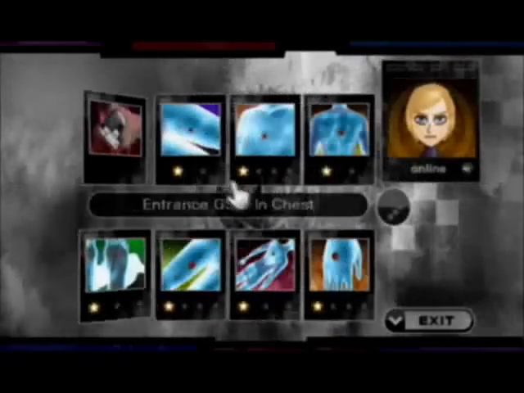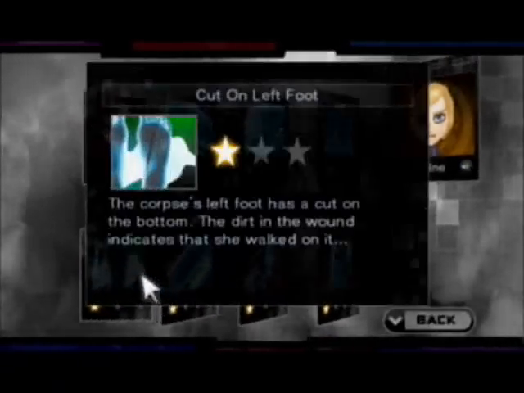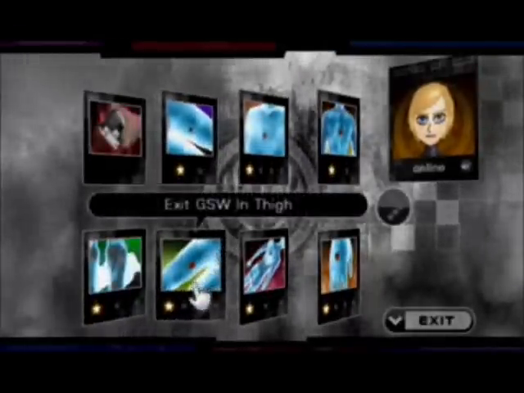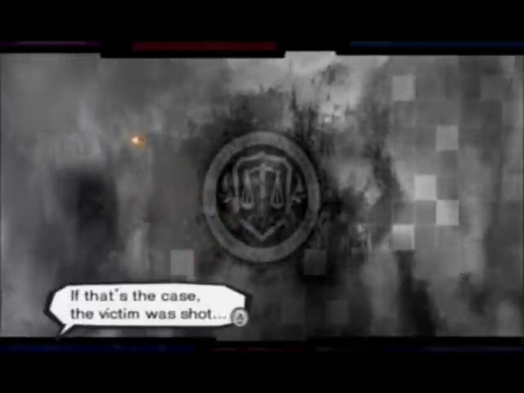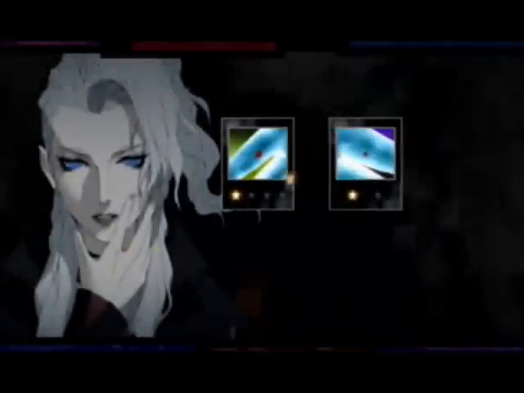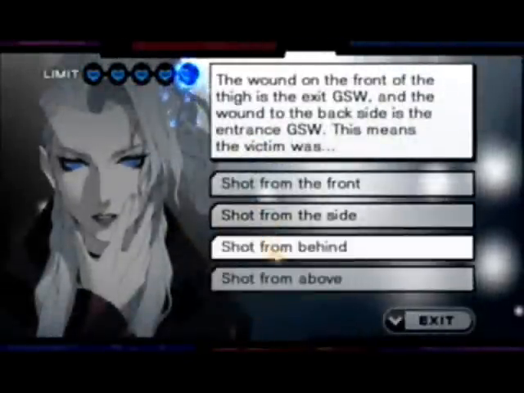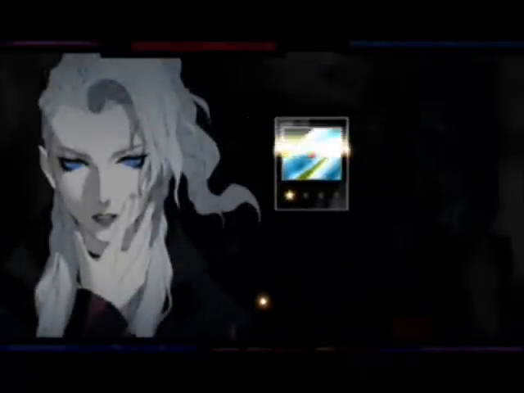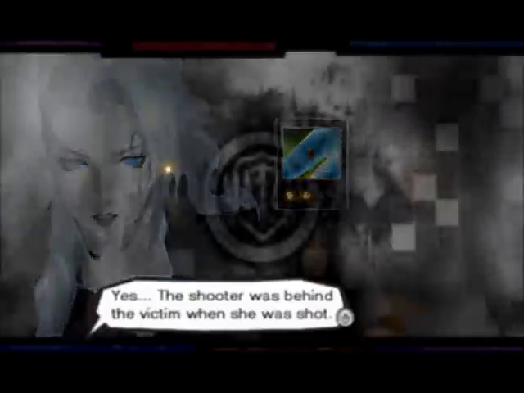We got a lot of information. A lot of cards. Okay. The back of the thigh is the entrance wound, and the front is the exit. If that's the case, the victim was shot... Oh? How could I do that? Okay, I'm just being derpy. Yes. The shooter was behind the victim when she was shot. I guess I just misread it.